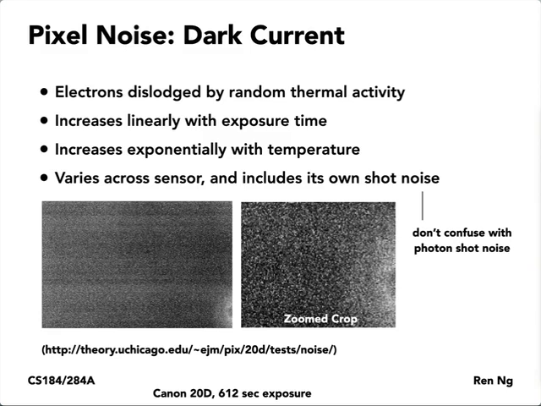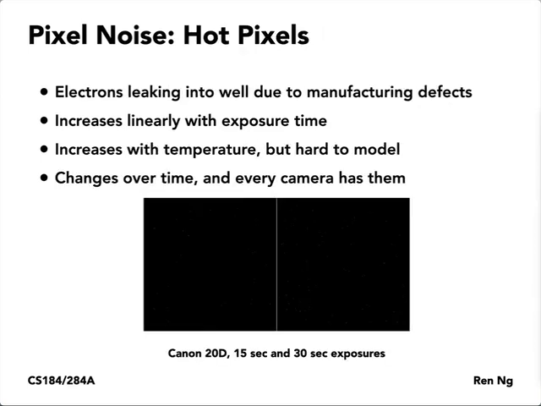So if you take a long picture, then this source of noise will be larger. It also increases with temperature. So if you're shooting in hotter conditions, or if your device heats up as it's operating, which is really common for CMOS sensors, then that will also increase this dark current. It varies from sensor to sensor and includes its own shot noise. Okay, so the dark current itself is a random process and will carry Poisson statistics.